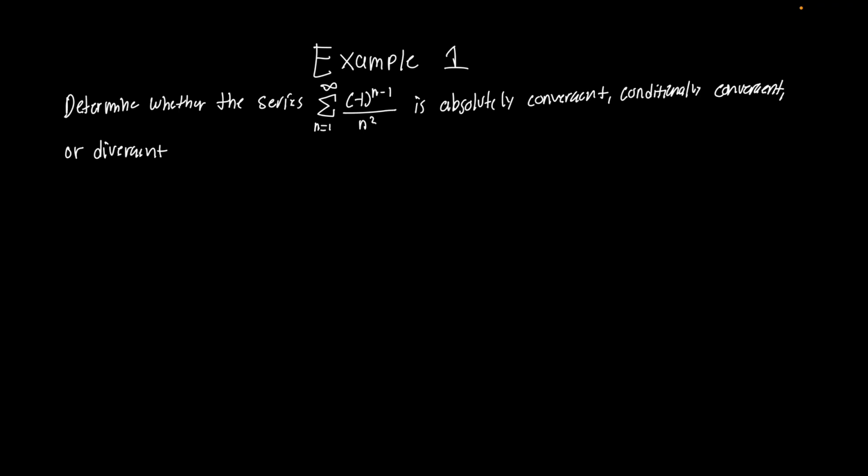For the first example, also ignore my writing because it's kind of impossible to write on this iPad. I don't know why, but I'm just terrible at it. The first example is: determine whether the series (-1)^(n-1) over n squared is absolutely convergent, conditionally convergent, or divergent. If you remember from last video, we have the alternating series, the (-1) to the n minus 1.